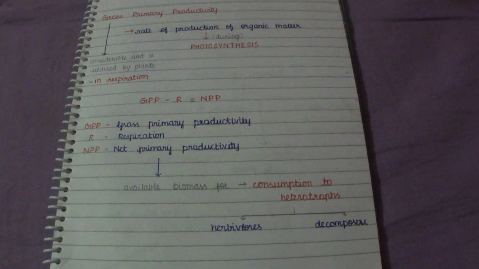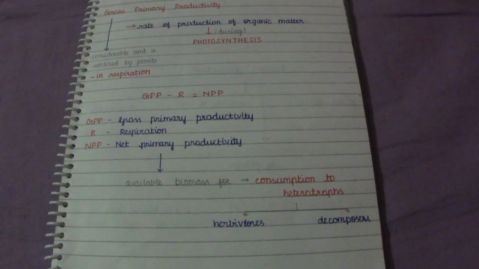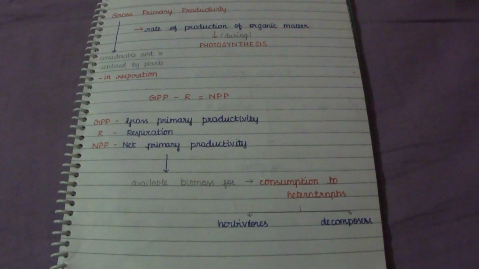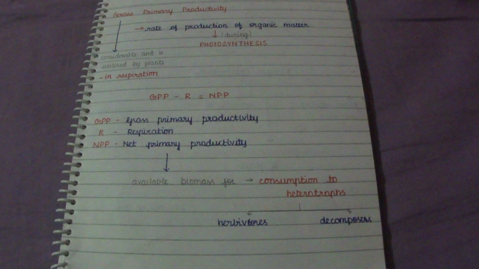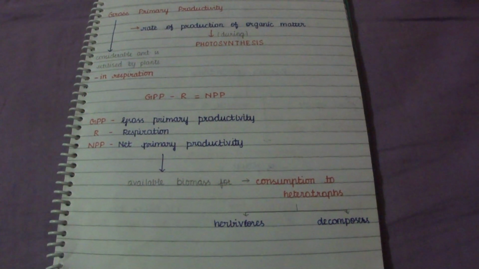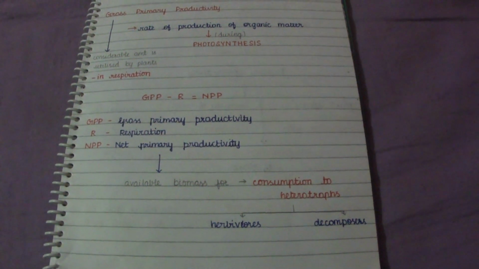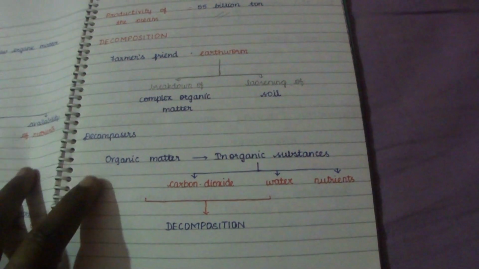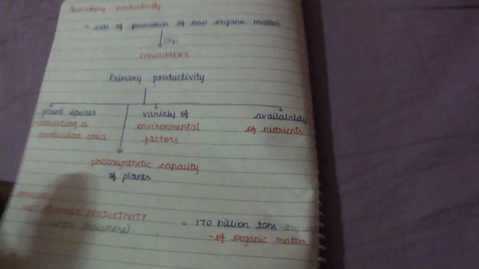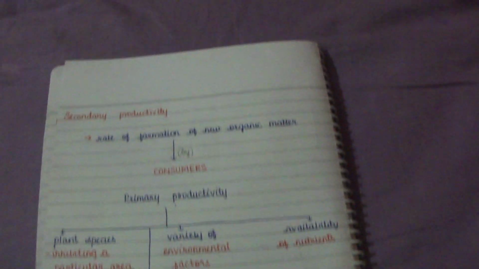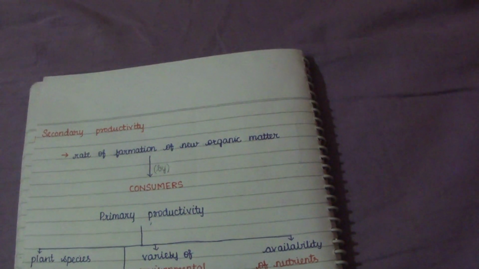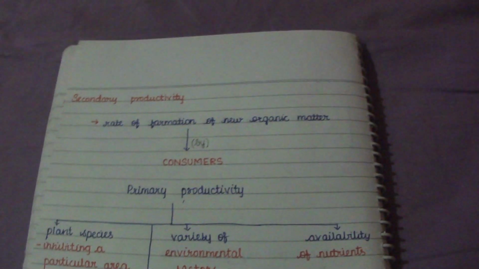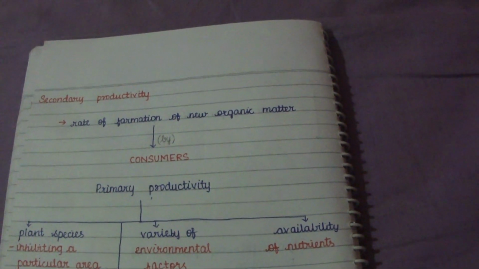The available biomass for consumption by heterotrophs, which are herbivores and decomposers, is taken as the net primary productivity. The secondary productivity is the rate of formation of new organic matter by the consumers. So the consumers forming new organic matter is defined as secondary productivity.